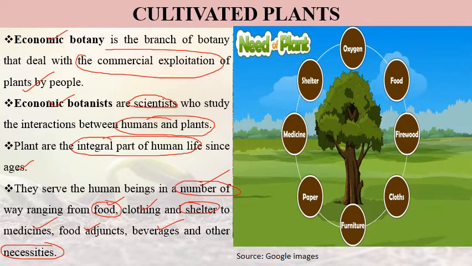Plants especially produce an important component of life, that is oxygen. Then we get food from the plants, firewood, clothes, furniture, paper, medicine, shelter, etc. In addition to this, we get some other important products from plants also.